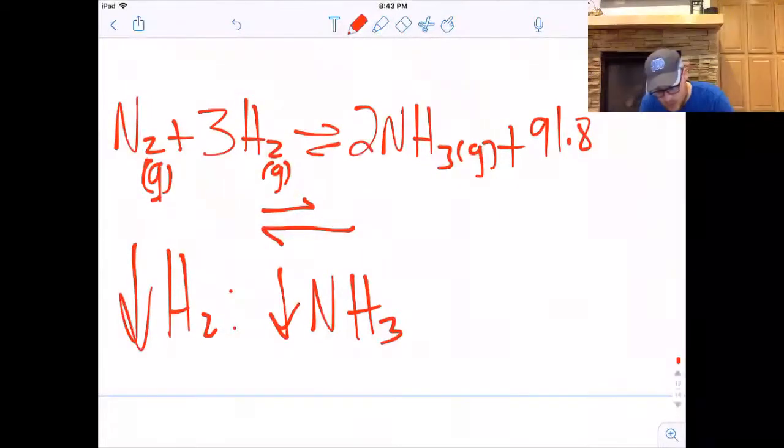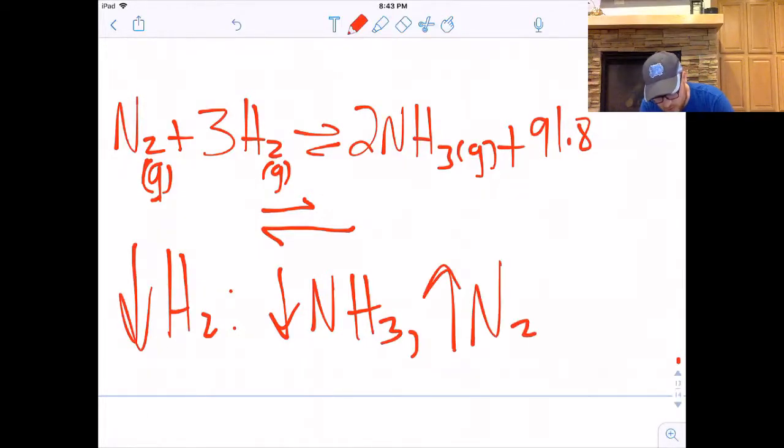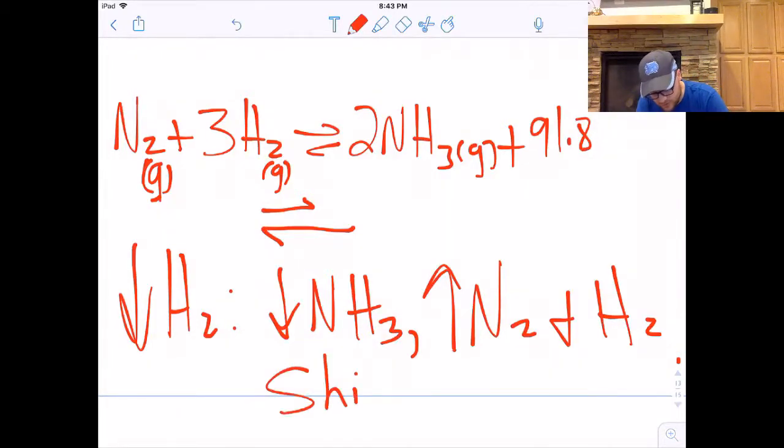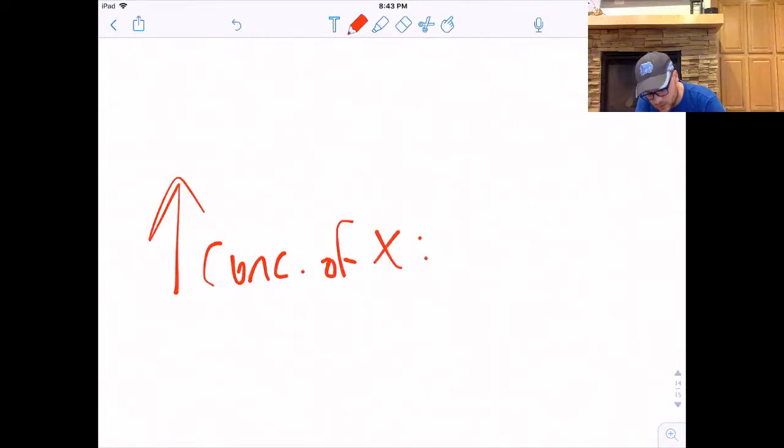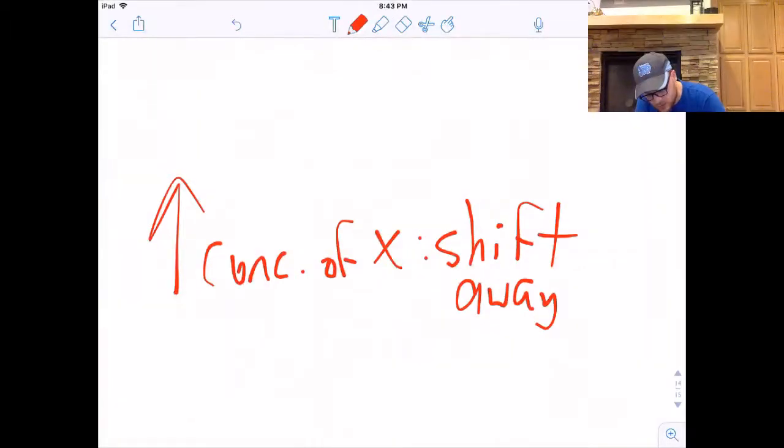So generally speaking, if you increase the concentration of X, it will shift away from X. If you decrease the concentration of X, it will shift towards X, whatever side X is on. Okay, so if you increase the concentration of X, it will shift away from it, increasing the side opposite of X. If you decrease the concentration of X, it will shift towards X, increasing the concentration on the side X is on.